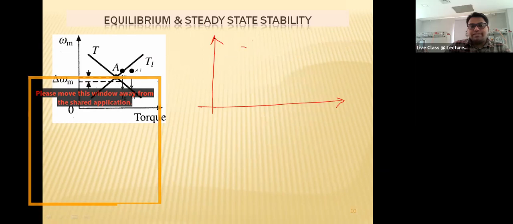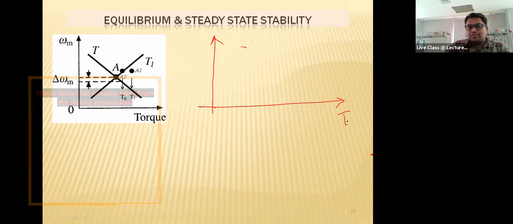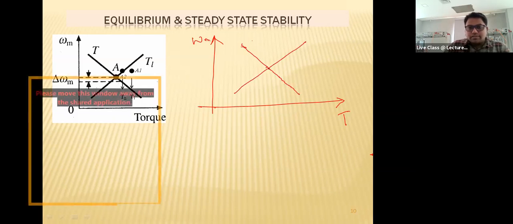Okay, I'm drawing it again. Say due to some changes in the voltages of the motors that are running in the factories. So this is the torque, right? And what is the speed? So this is the speed. So the graph is like this. This is the point A, this is the point of equilibrium, right?